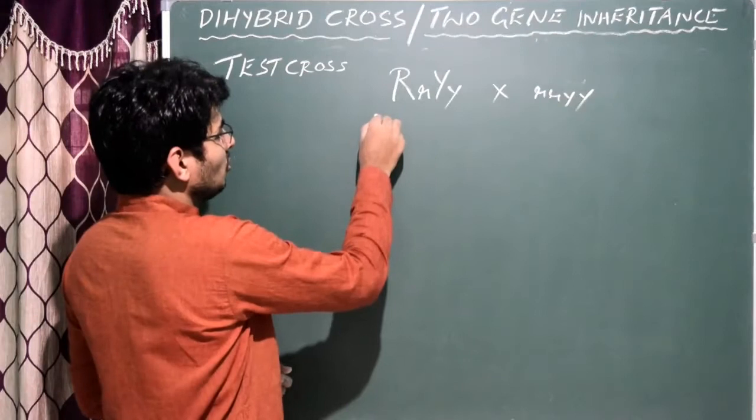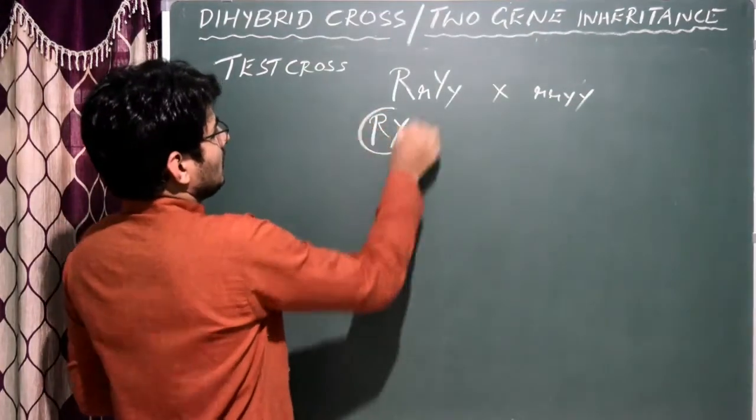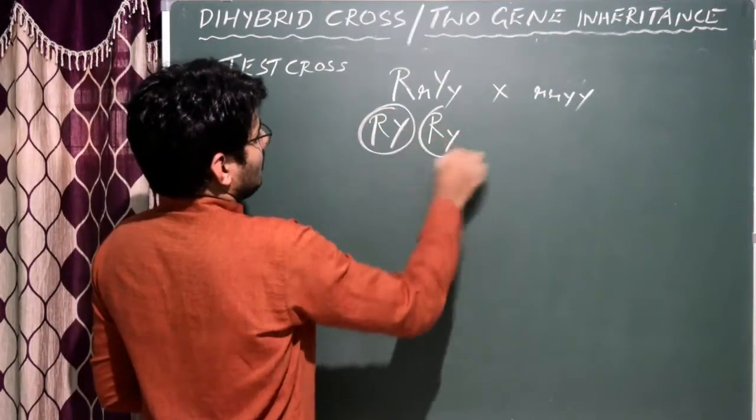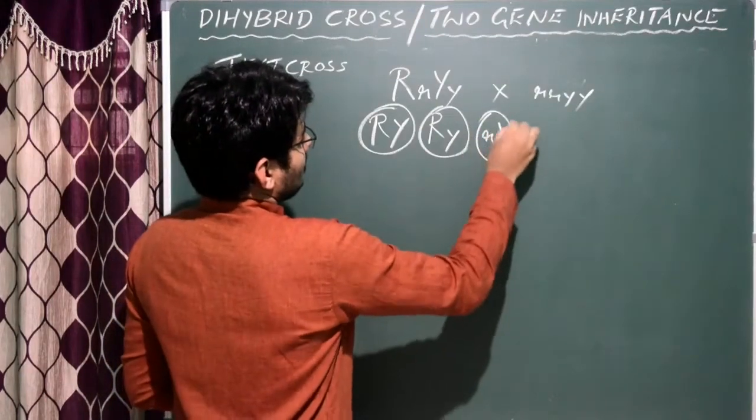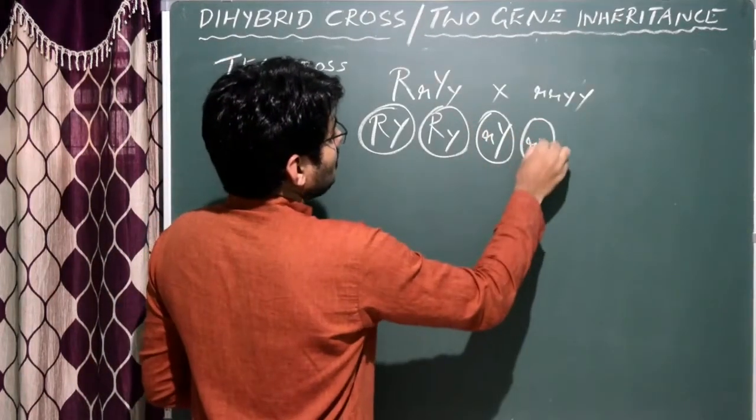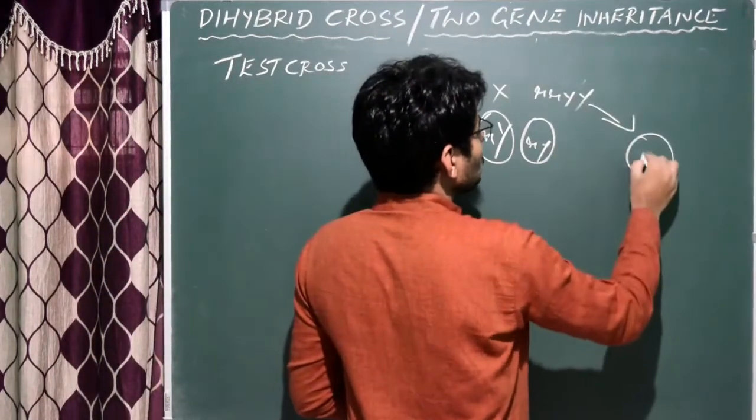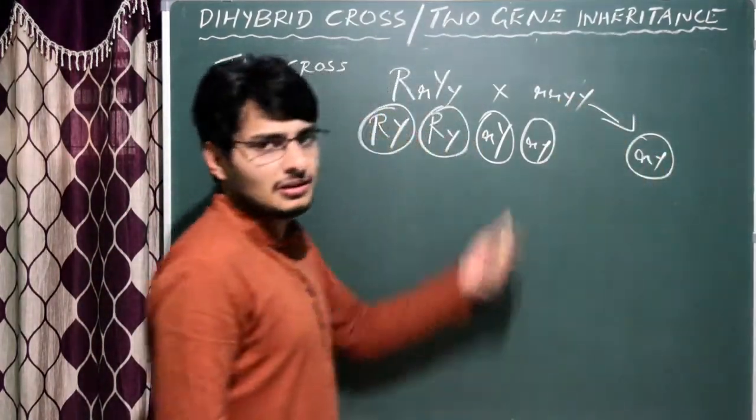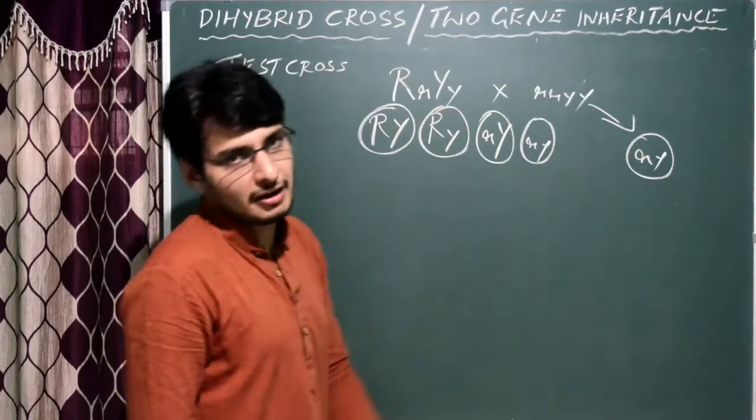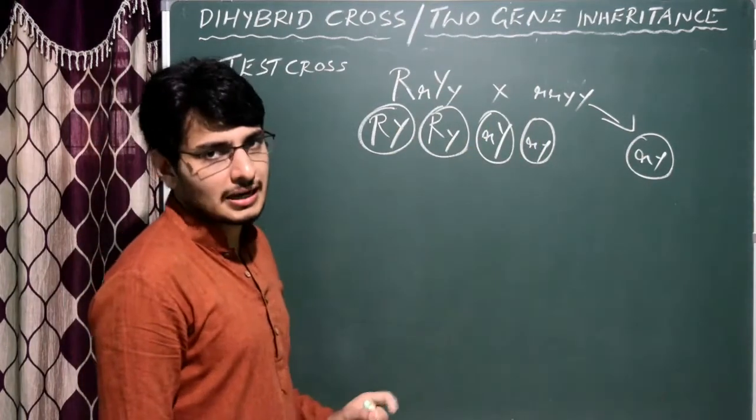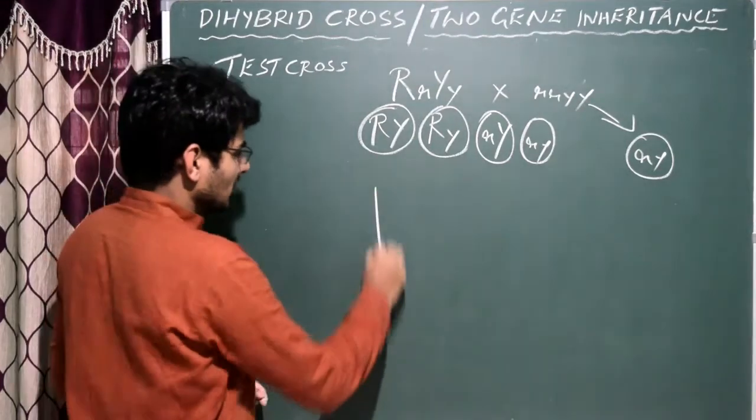Okay, so possible gametes same, correct, and finally small r small y. So this is the possible gametes, and for this there is only one possible gamete because everything is recessive. Small r and small y will be present in one particular gamete. That's it. So now the cross is very simple.